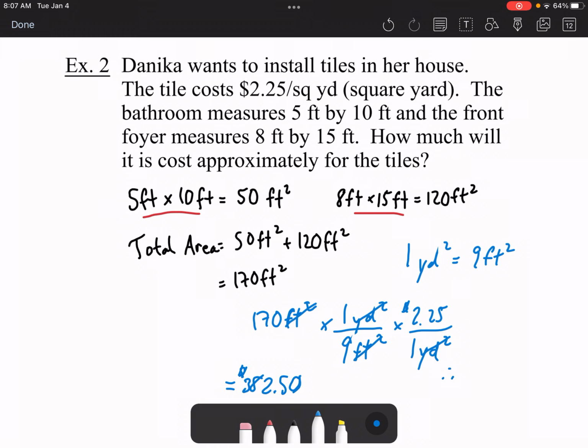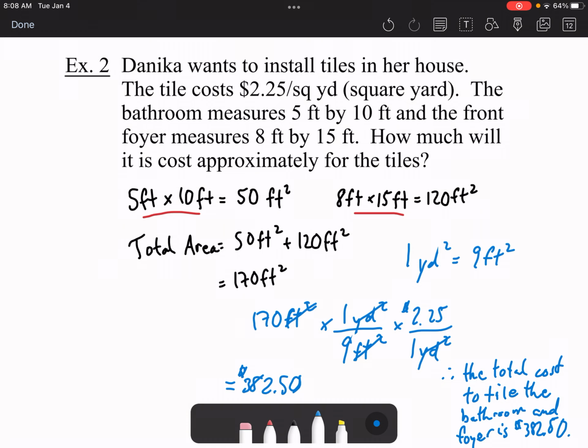So therefore, the total cost to tile the bathroom and foyer is $382.50. And there we go. That's how you do that problem.